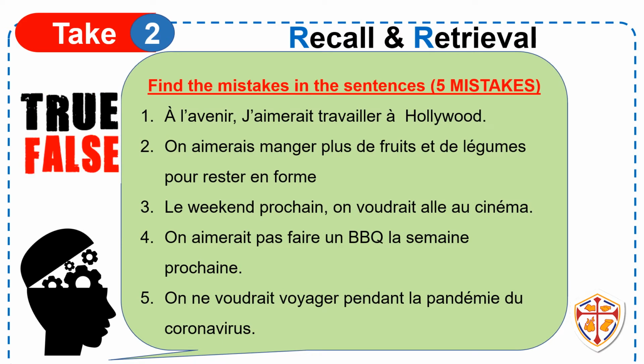To make sure that we understand how the conditional is formed, let's look at this second activity. In questions 1 to 5, there are 5 different mistakes. In each sentence, there is one mistake. Now, take a look at numbers 1 to 5 and spot those mistakes, and once you're done, write down the correct answers.